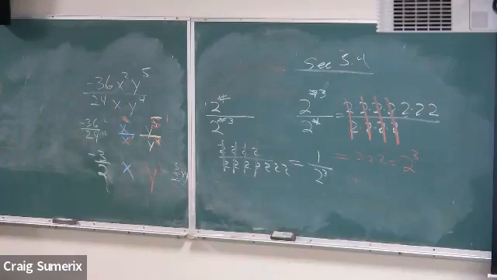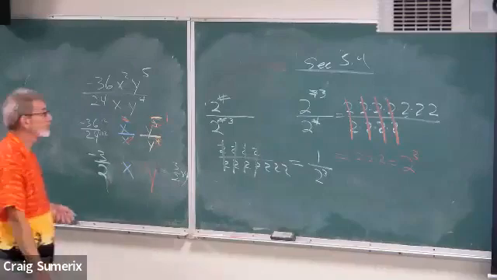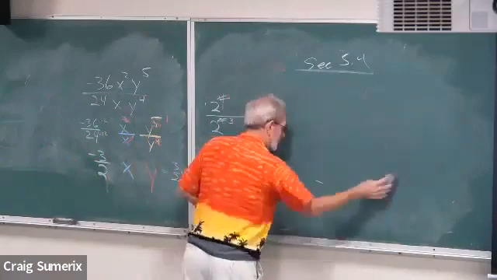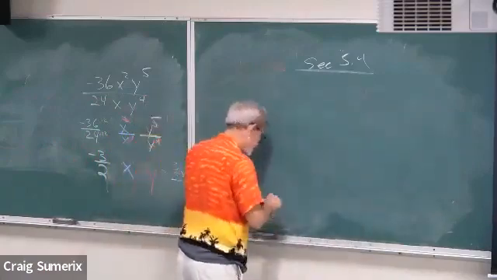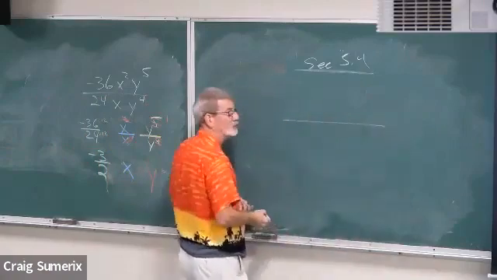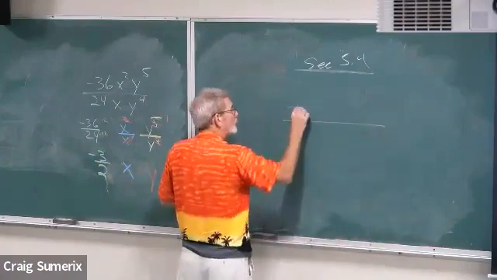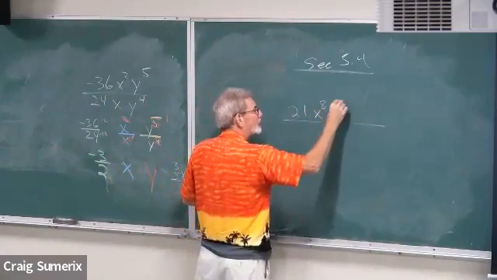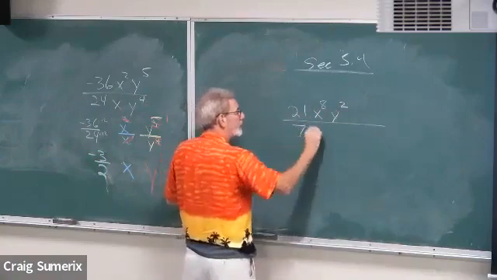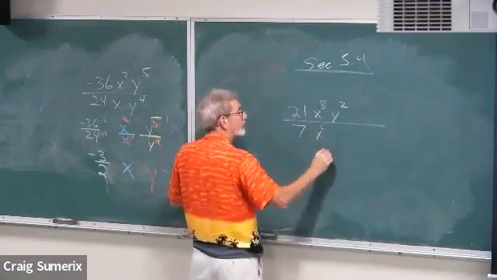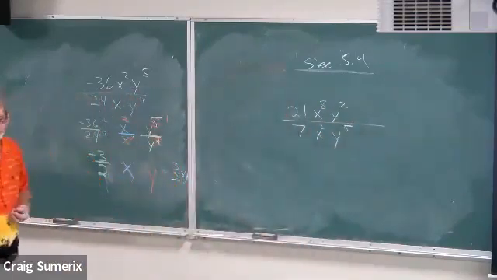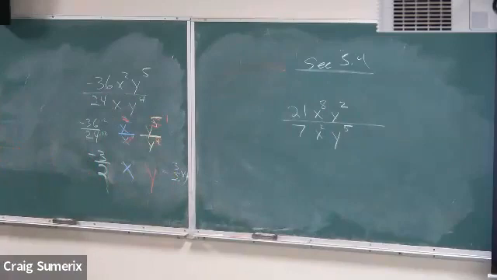Can we do the same problem of reversing the exponents? Sure. In fact, we'll do a completely different problem with different exponents. Because what if we had something like this? How about 21 x to the 8th, y to the 2nd, and 7 x to the 2nd, y to the 5th on the bottom.